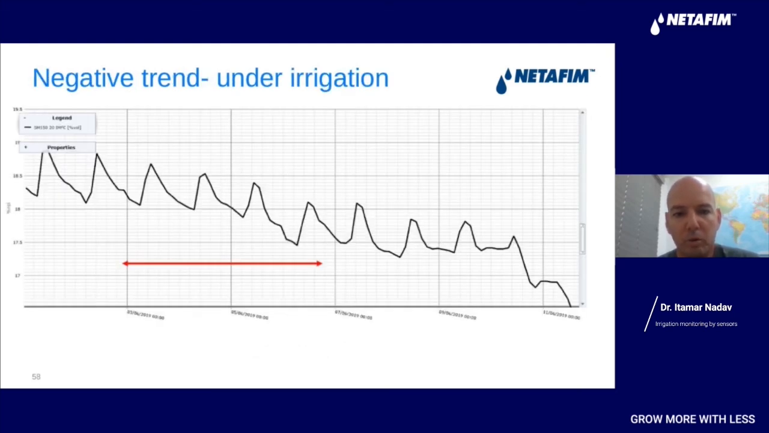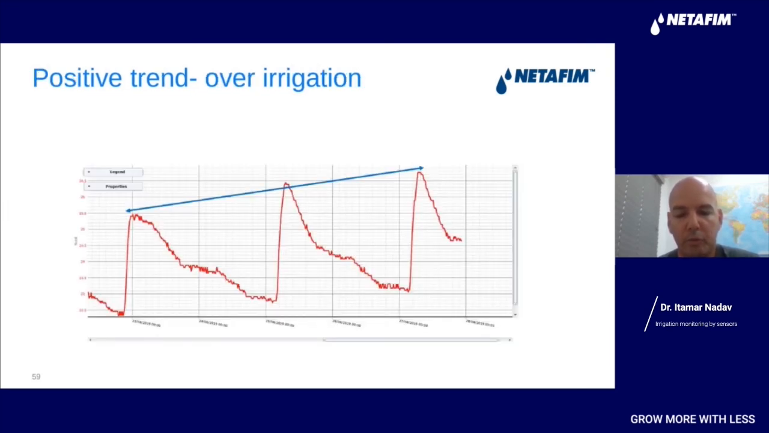And you can also look at the trend of the soil sensor. If you see a decreasing or negative trend, that means that we are under irrigating, so we need to increase irrigation or increase the irrigation intervals. And if we see the opposite, a positive trend, that means that we are over irrigating, and we need to reduce the amount of irrigation or change the irrigation intervals.